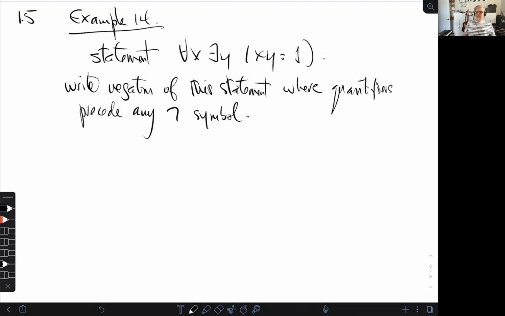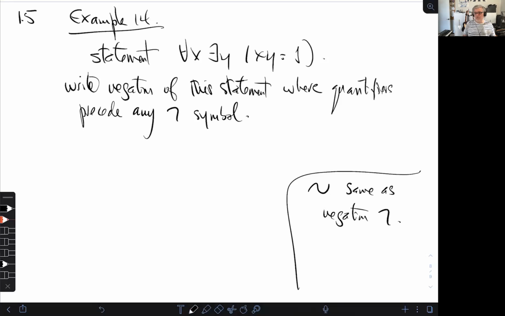Oh yeah, by the way, this tilde that you may have seen in the WebWorks, it means negation. If you've looked at the WebWorks, there's a couple of tables where they give you expressions with this tilde. It means negation. Sorry, I should have mentioned that.